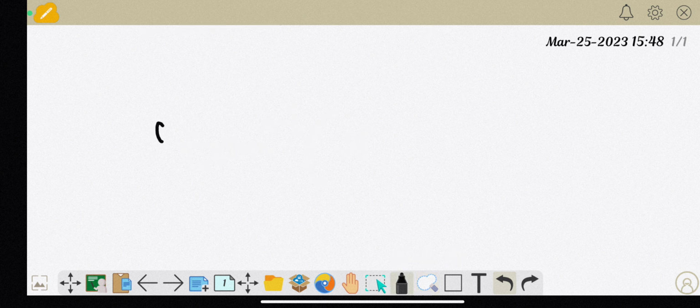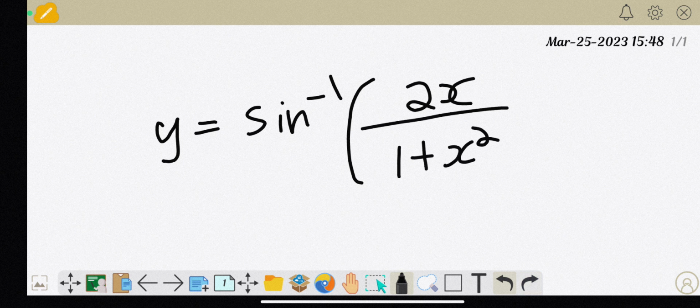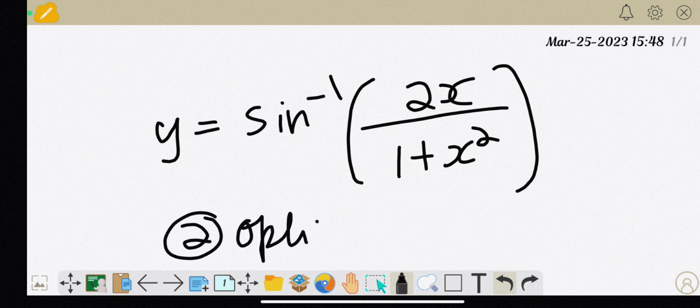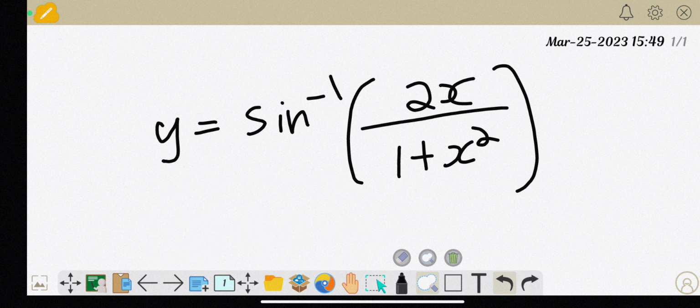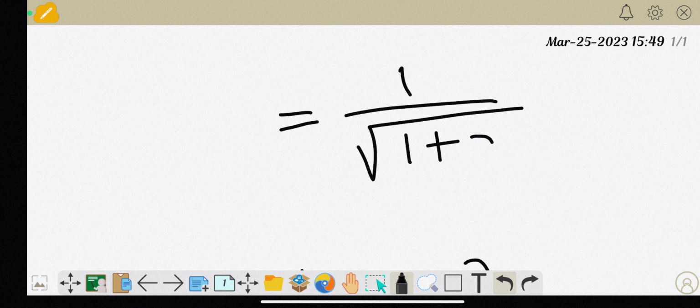Okay, so y is equal to sine inverse 2x by 1 plus x square. So now you have two options. Okay, so one option is what you know, the standard function, right? Sine inverse x, what is its answer? 1 by square root of 1 minus x square, correct?